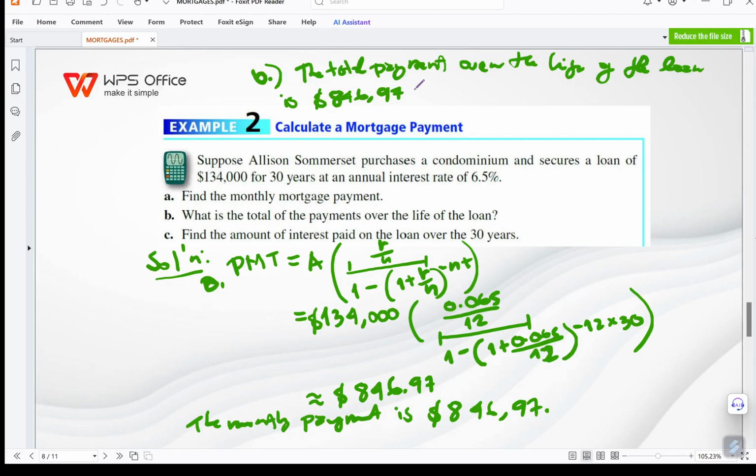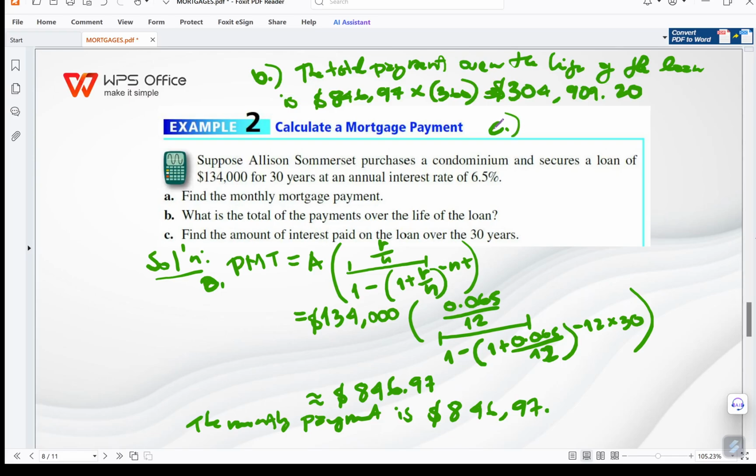$846.97. Then we multiply it by the number 360. So 12 times 30 is 360, the number of monthly payments for 30 years. And that is equal to $304,999.20. Okay, so letter C.